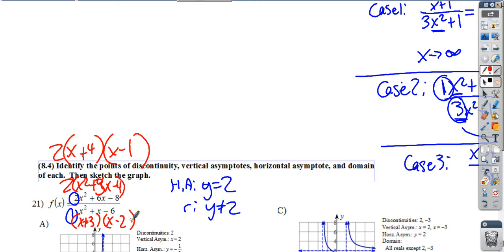So here's our new function. F of x is going to equal the following. It's going to equal 2 times x plus 4 over x minus 1.